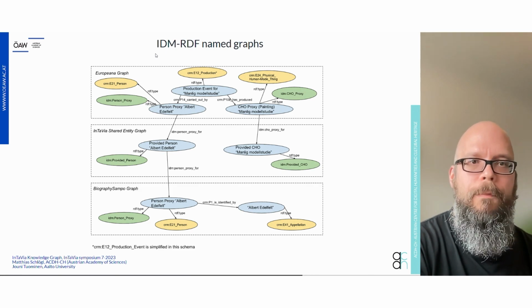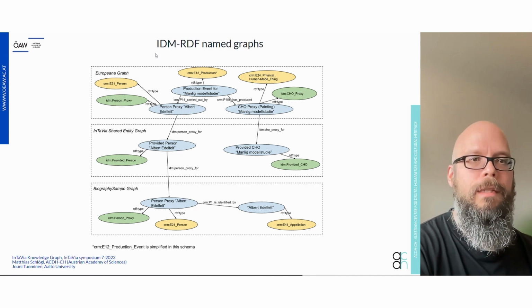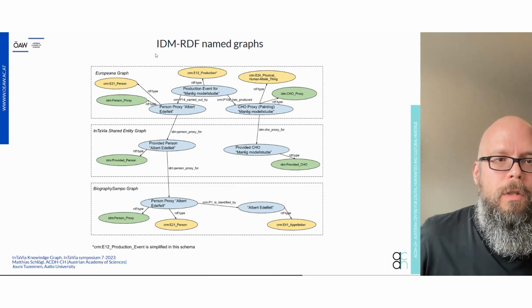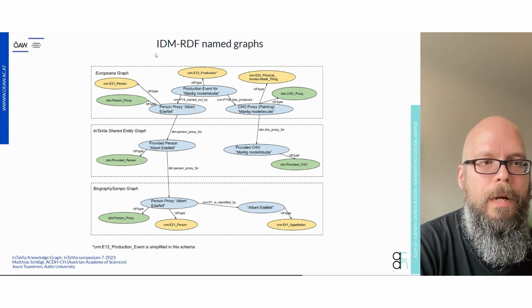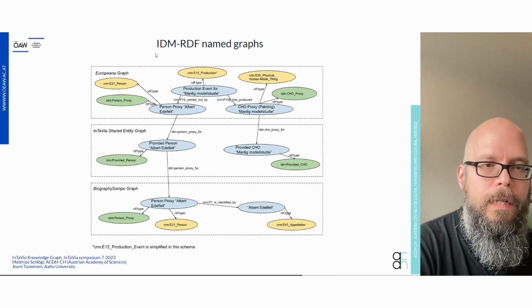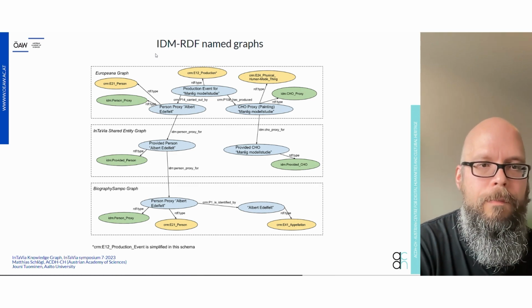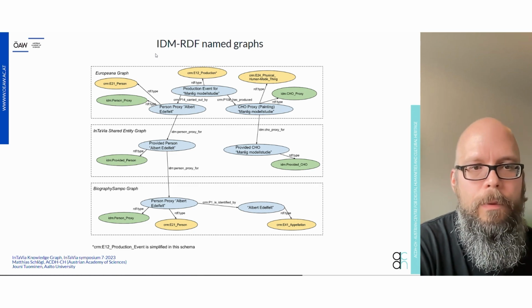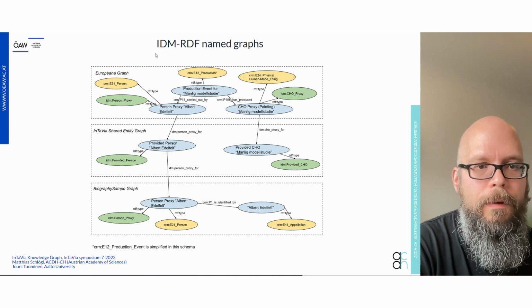So then about the named graphs. Here you can see an example of how we divide our data into named graphs. On the bottom of the diagram, you can see the biography sample graph. That's the Finnish data coming from the Finnish national biography. And here we, for example, have a person proxy for a person called Albert Edelfelt, who was a Finnish painter. And we have types for him, so person proxy and also the CIDOC-CRM person class.